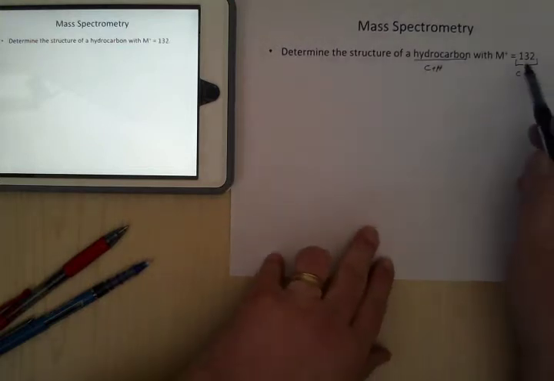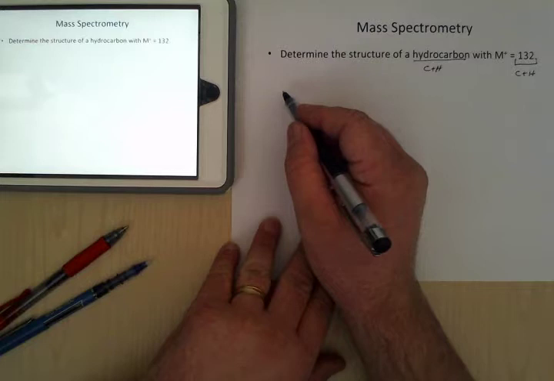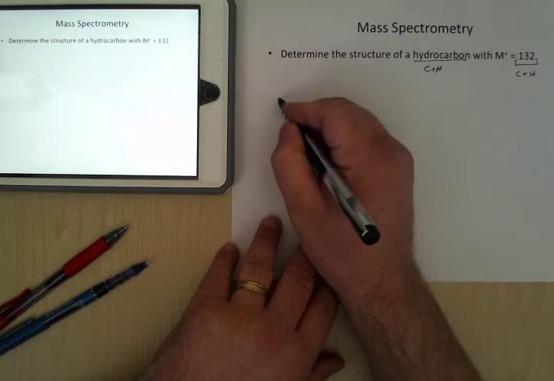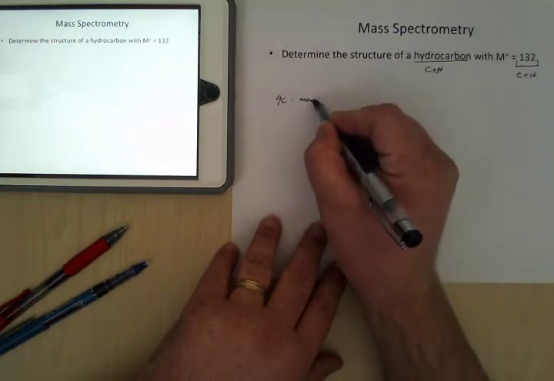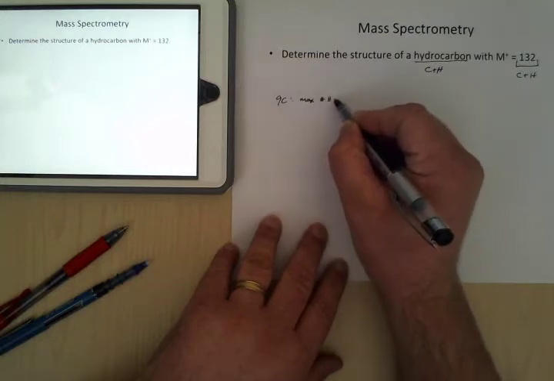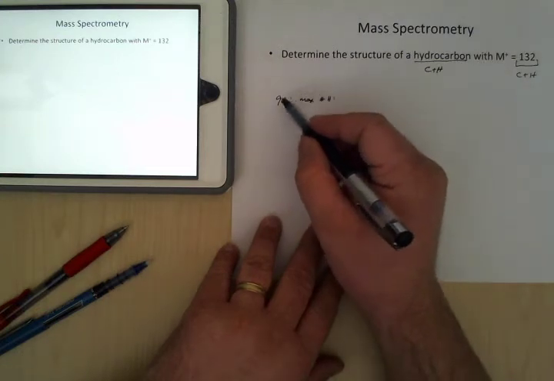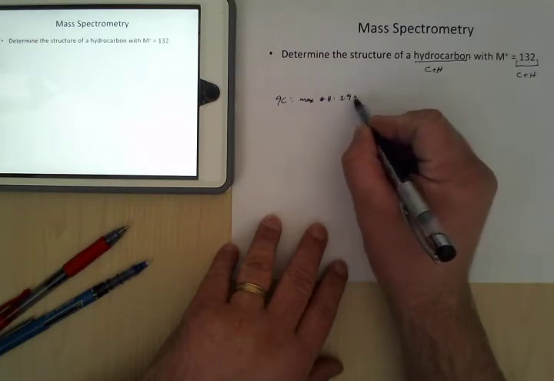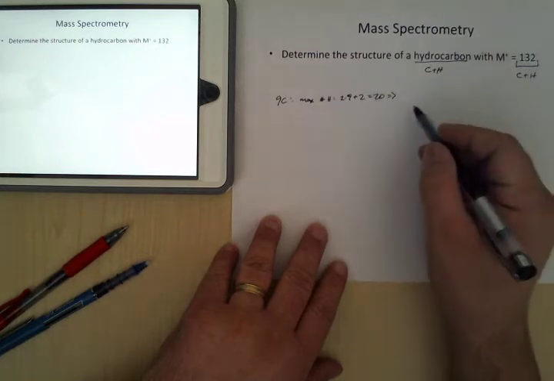Okay, and so we have to figure out how many carbons and how many hydrogens. The way that I do this is we say, okay, let's say there's, I don't know, we've got to start somewhere. Let's say there's 9 carbons here. So what's the max number of hydrogens we could have if we had 9 carbons? It would be 2 times 9 plus 2, so that would be 20.